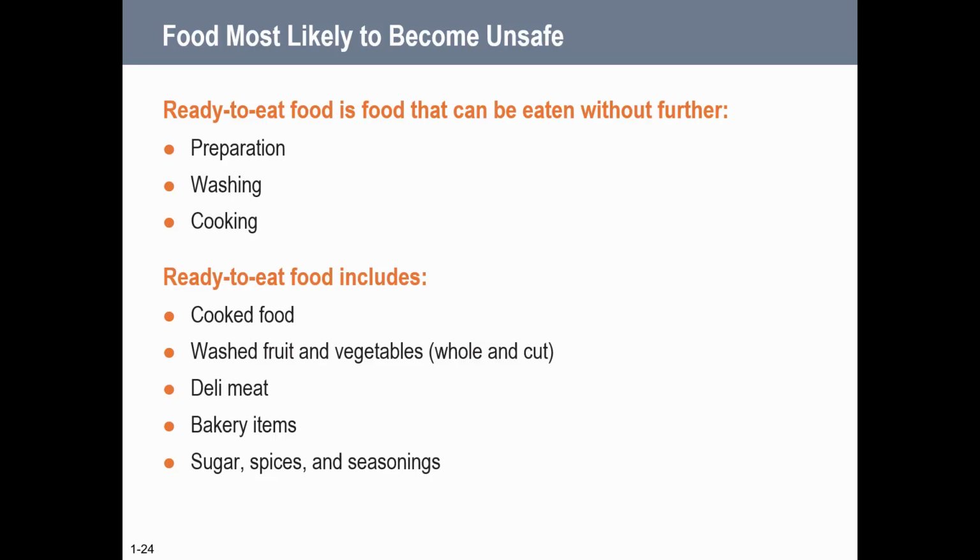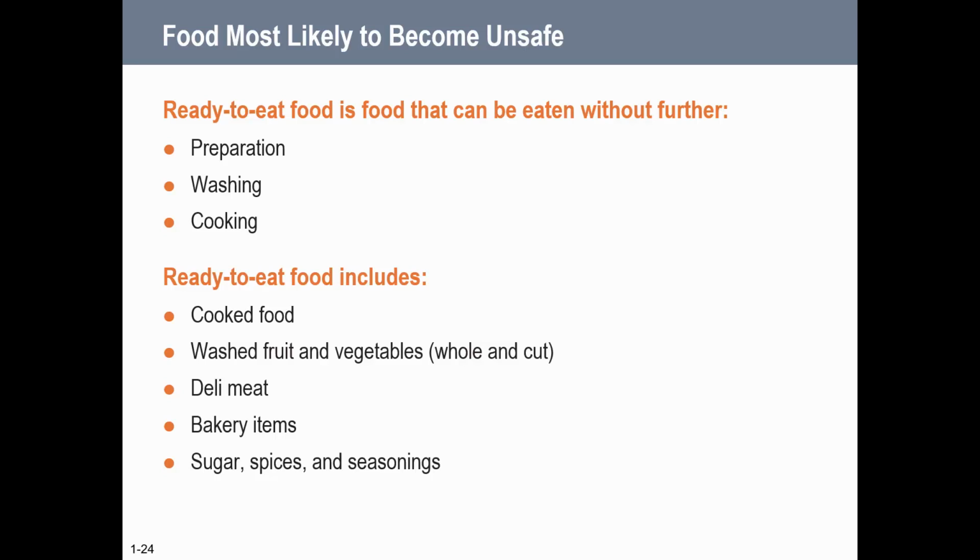Again, I see people mix this up with chicken or a meat or something. When it's raw, it's not ready to eat. But once it's cooked, and I could say, all right, I've cooked this chicken, I could use it to make a chicken salad, something like that. It needs to be handled like it's ready to eat at that point as well. Washed fruits and vegetables, deli meats, bakery items, so donuts, things like that, buns, breads.